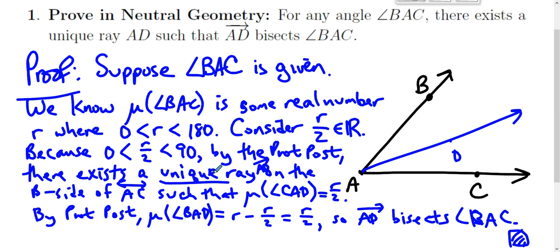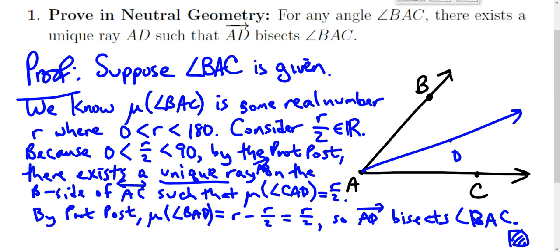So this is something that we do on occasion. We have a geometric figure with a property that is a real number. Then we go play with real numbers, and then we say, okay, that real number corresponds to a geometric figure. That figure happens to be this ray, and that ray does the thing we want it to do.